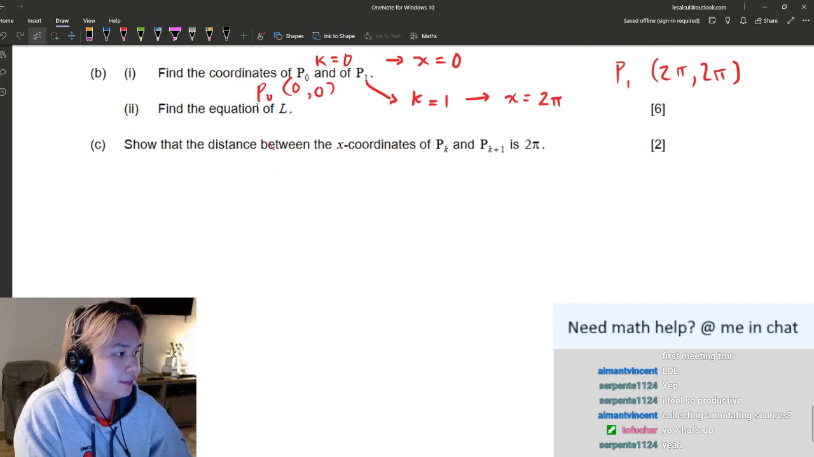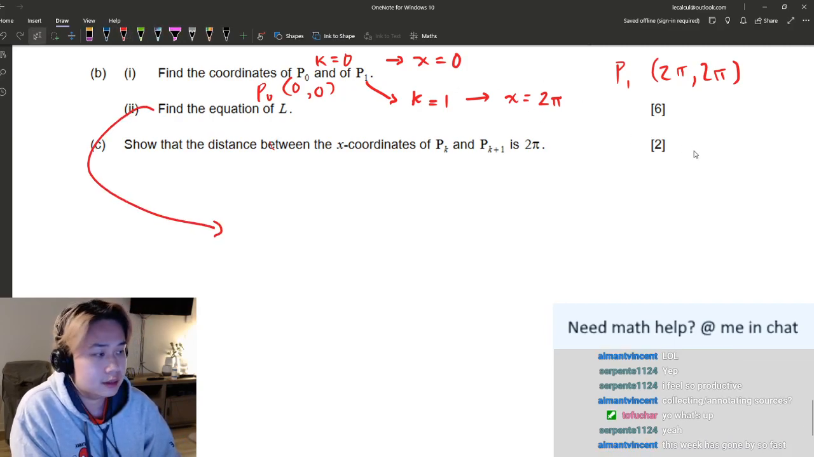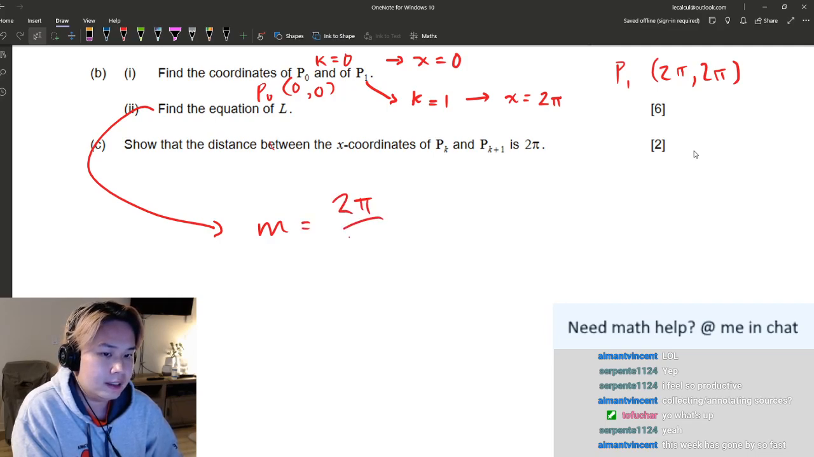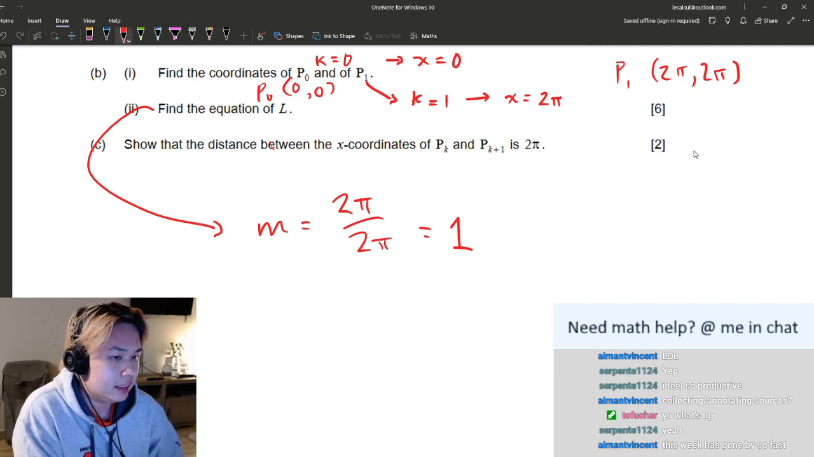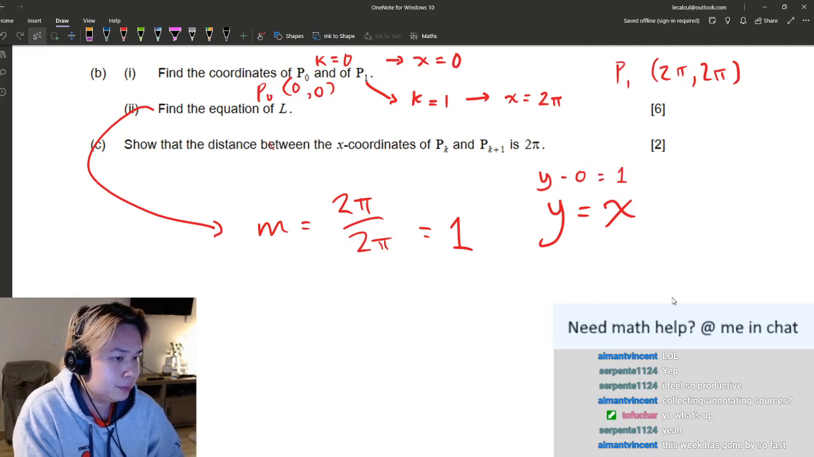Hence, we can find the equation of L, so we know two points. So pretty straightforward. The slope is 2 pi over 2 pi, so 1. In other words, the line is y equals x. And you can use point slope form, point gradient form, using the point 0, 0.